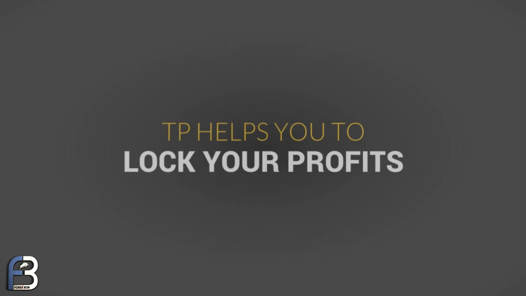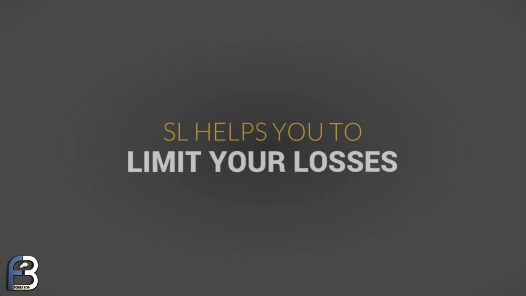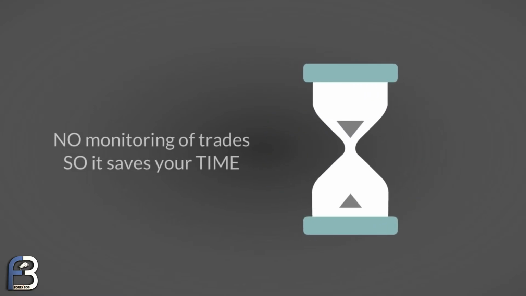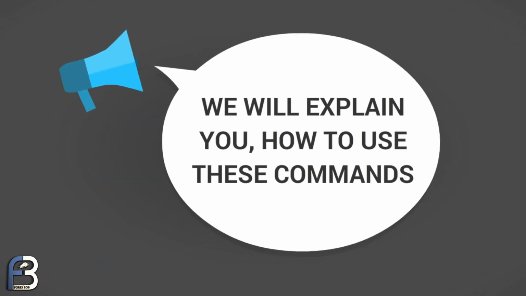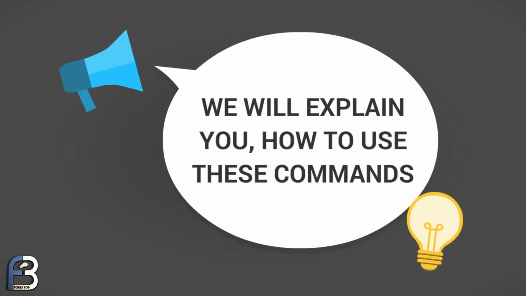Let's have a look at the benefits of using TP and SL. TP helps you to lock in your profits, on the other hand, SL helps you to limit your losses, and when you are using TP and SL, you don't need to monitor your running trades continuously, so it saves your time. If you are a beginner, you might be thinking, how to use TP and SL, so don't worry. Further on we will explain how to use these commands.